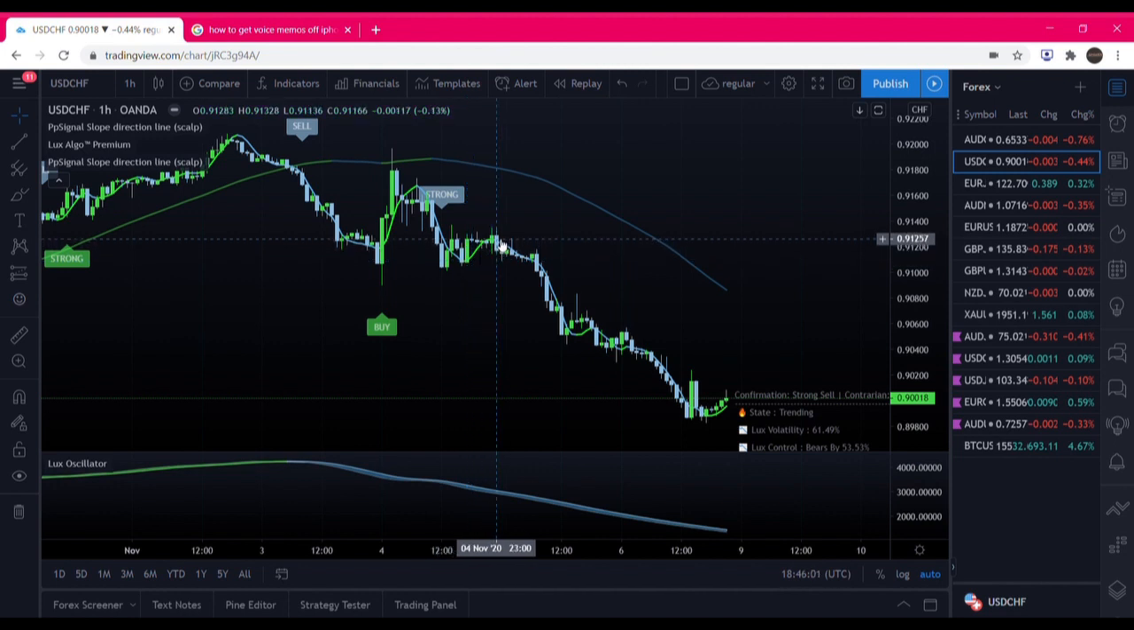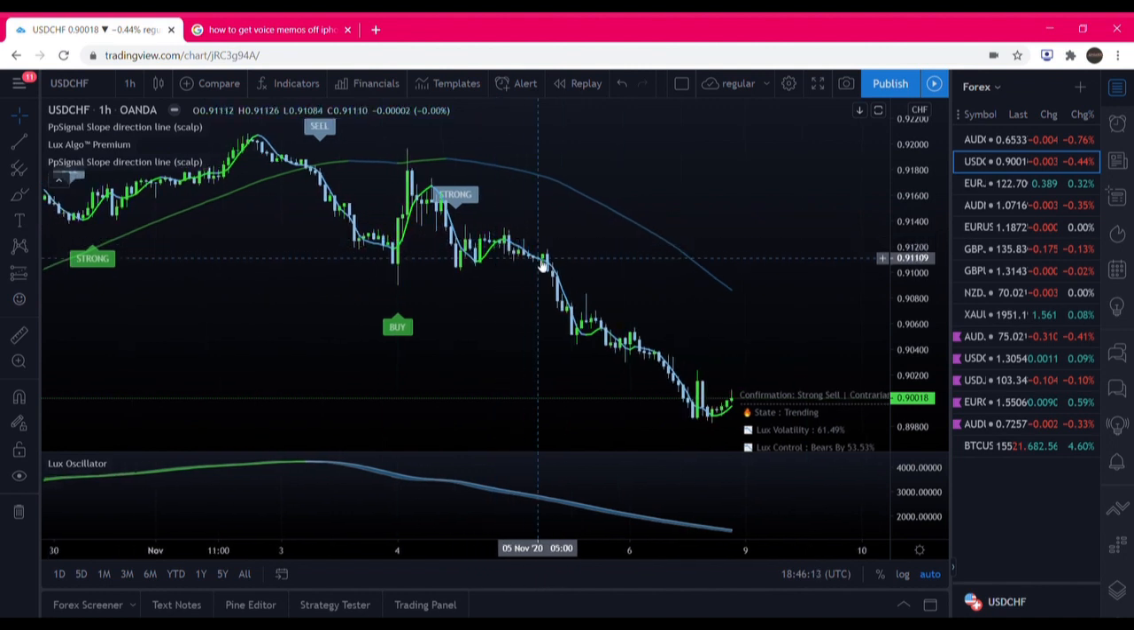Then, as you see, it came back down. The Lux oscillator didn't change colors. It got kind of skinny over here, but it didn't change colors. So, yeah, it changes back, showing you that it's a sell signal. And what happens? All the way down here.